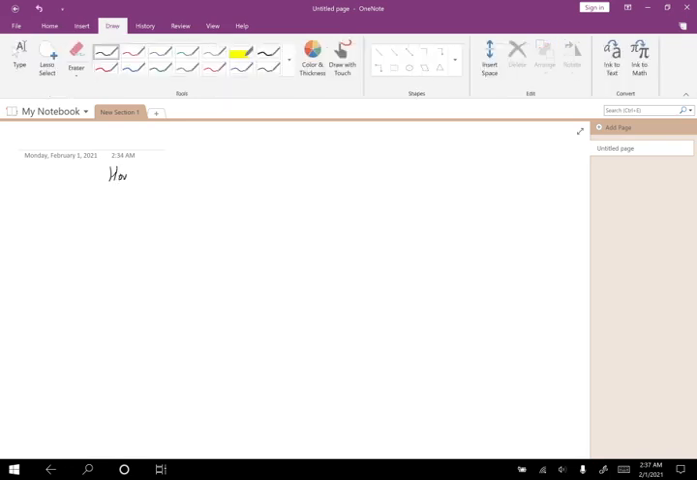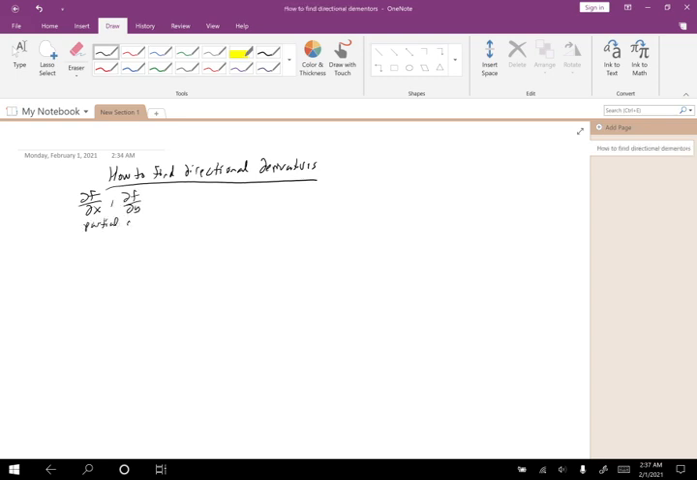Okay, we're going to talk about how to find directional derivatives. So you already know the partial derivatives of a function, df dx and df dy. These are the partials, and you can think about it as how the function changes along these directions, the x direction and the y direction. But obviously there are more directions than this, right? You could ask for how does f change along this direction?